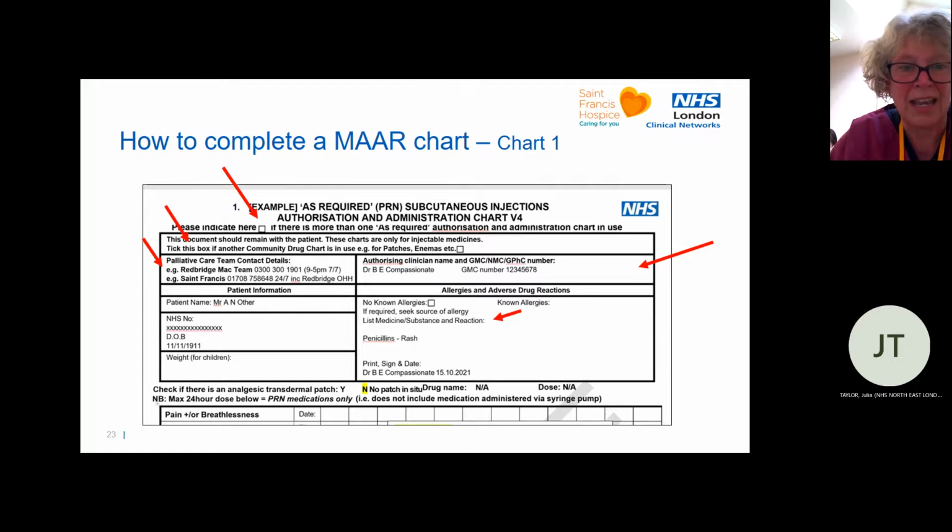Please write allergies, including non-drug allergies. And if you know what the drug or non-drug does to them, it's helpful to have that marked. In this case, the person has an allergy to penicillins and they get a rash. Sign and date and print your name. If they are also using a transdermal patch for analgesia, please write the name of the patch and the dose.